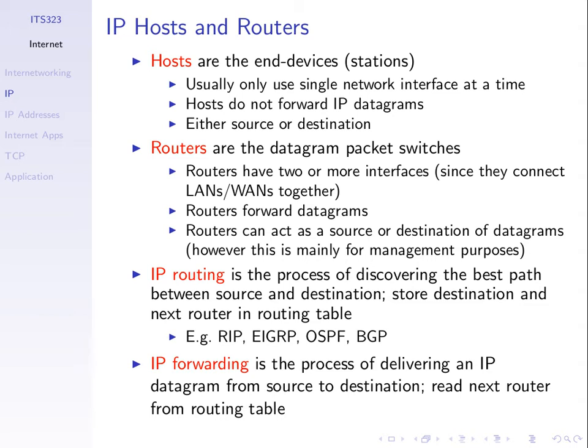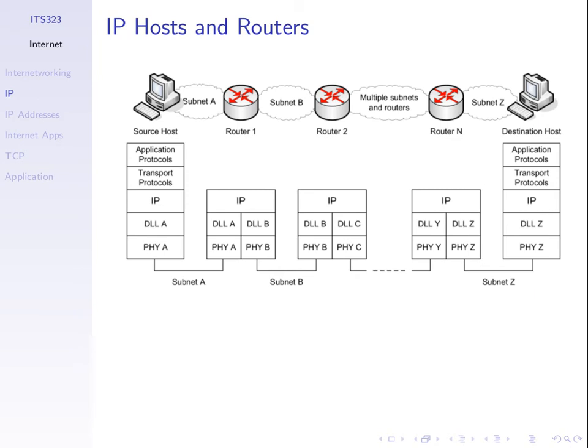And we got through an example of IP forwarding using this picture last week, where we showed the steps of how a source host forwards a datagram through the routers eventually to the destination host. And that's where IP plays an important role.